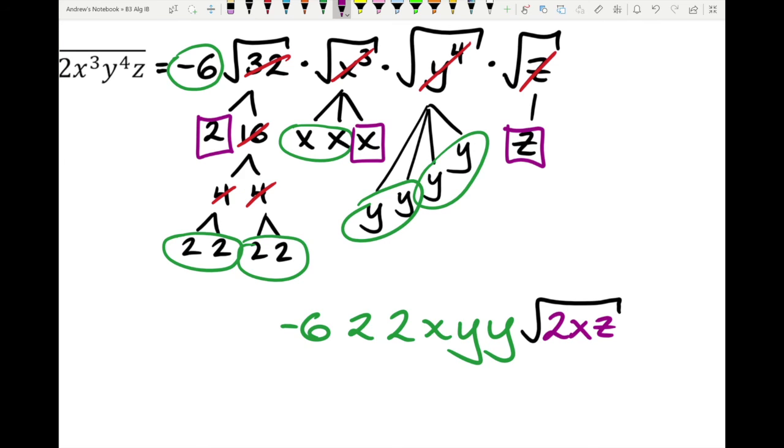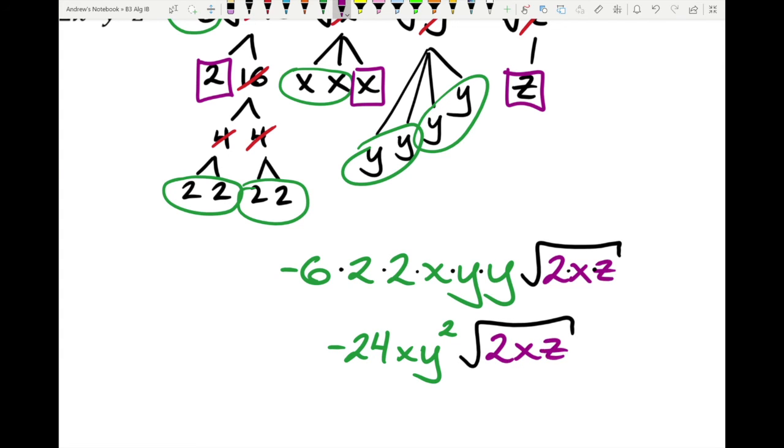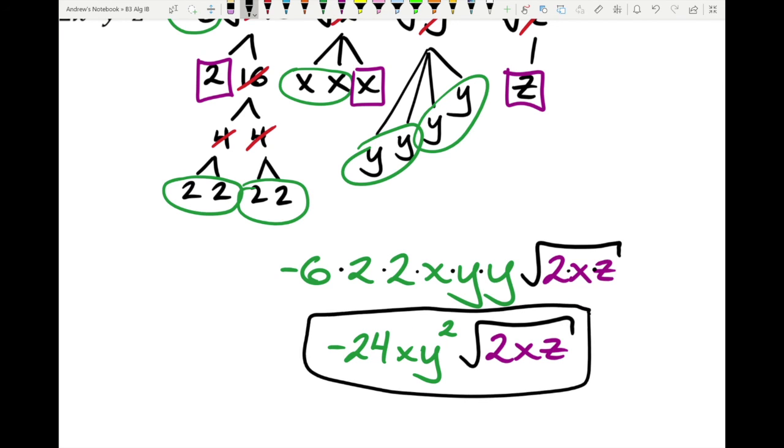So this answer is not -622. Remember that what we're doing is we're actually multiplying all these things on the outside, and technically all those things on the inside as well. So if I do -6 times 2 and then times 2 again, that's going to give me -24. The x is doing its own thing, and then y times y gives me y squared. On the inside, we've still got 2xz all left over. So this final answer, this monstrosity, is what we're looking for here.